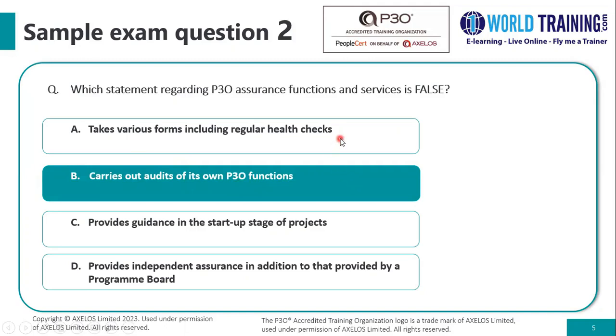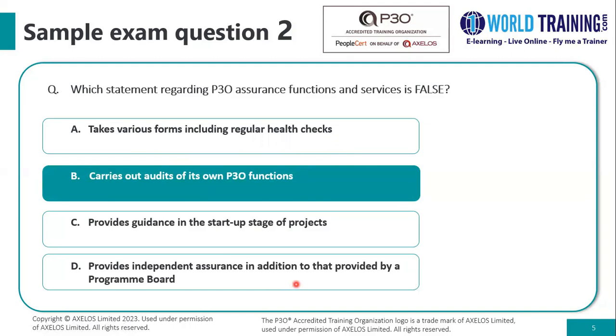Whereas when you look into option A, it is a function of P3O to do regular health checks. So A is a true statement. When you look into option C, provides guidance in the startup stage of projects, it's also a true statement. And option D, providing independent assurance in addition to that provided by a program board, is also a true statement.